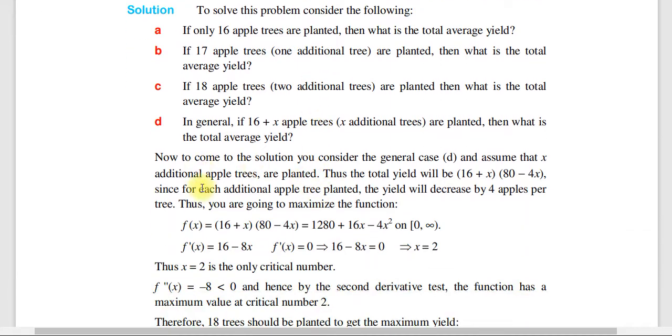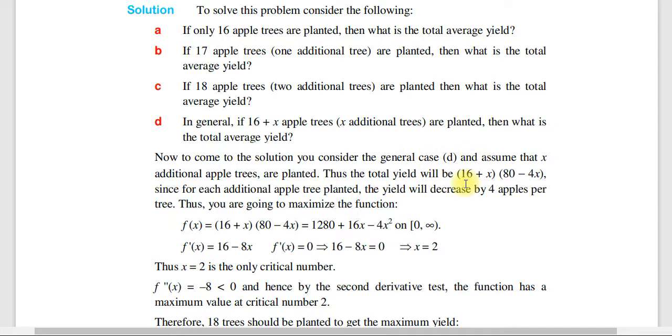Now, to come to the solution, consider the general case and assume that x additional apple trees are planted. Thus, the total yield will be 16 plus x times 80 minus 4x, since for each additional apple tree planted, the yield will decrease by 4 apples per tree. Thus, you are going to maximize the function.